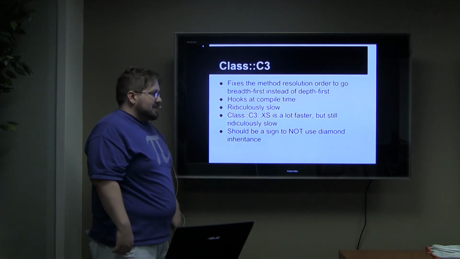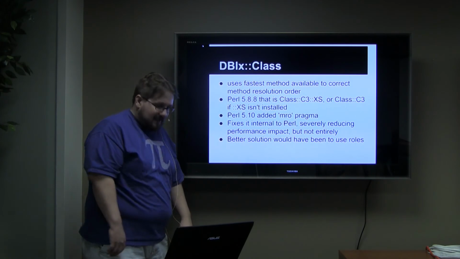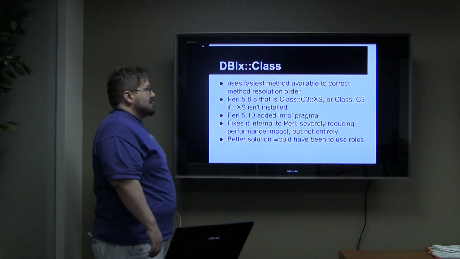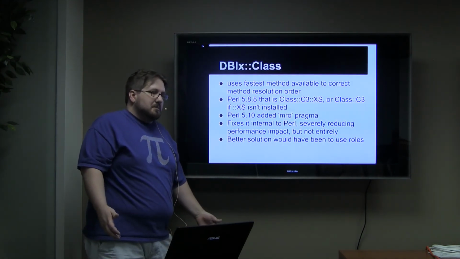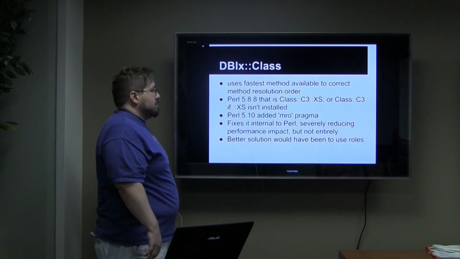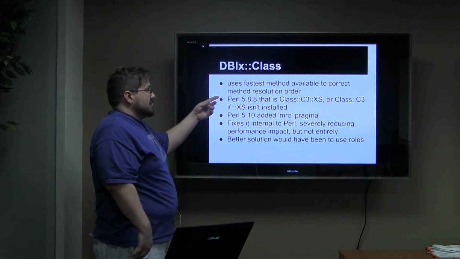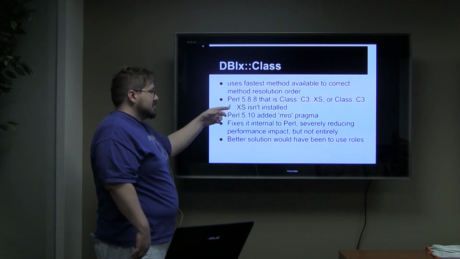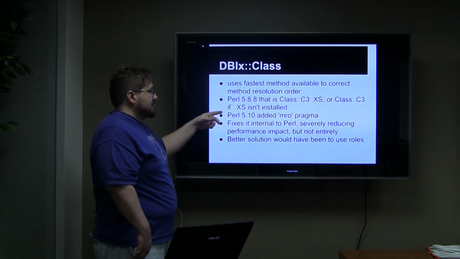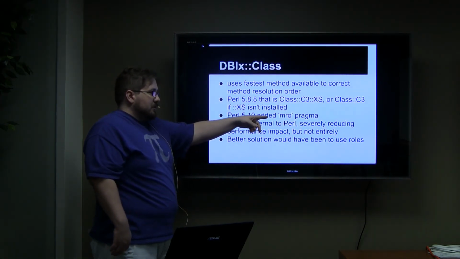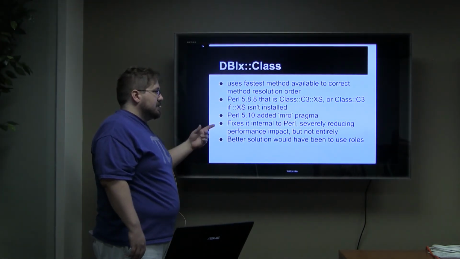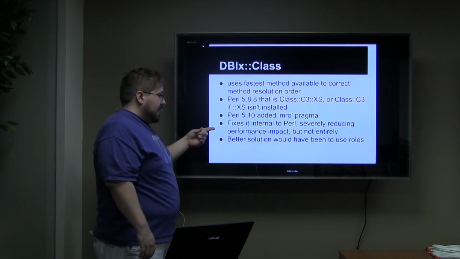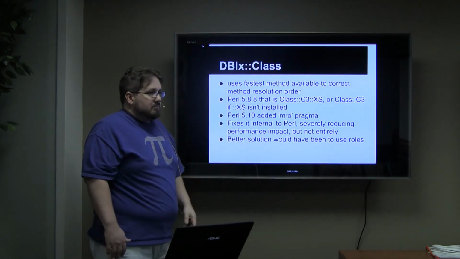And this should have been assigned to not use diamond inheritance, but DBIx::Class. For some reason, DBIx::Class uses diamond inheritance. And instead of seeing that as a problem, they use Class::C3. So it does actually try to use the fastest method it can. So if you have the XS version, it'll use that, 5.8. But then in 5.10, largely due to DBIx::Class needing C3, they added an MRO pragma, which is method resolution order. So you can tell it to use the depth first one. And so if you have 5.10 or above, it uses that.